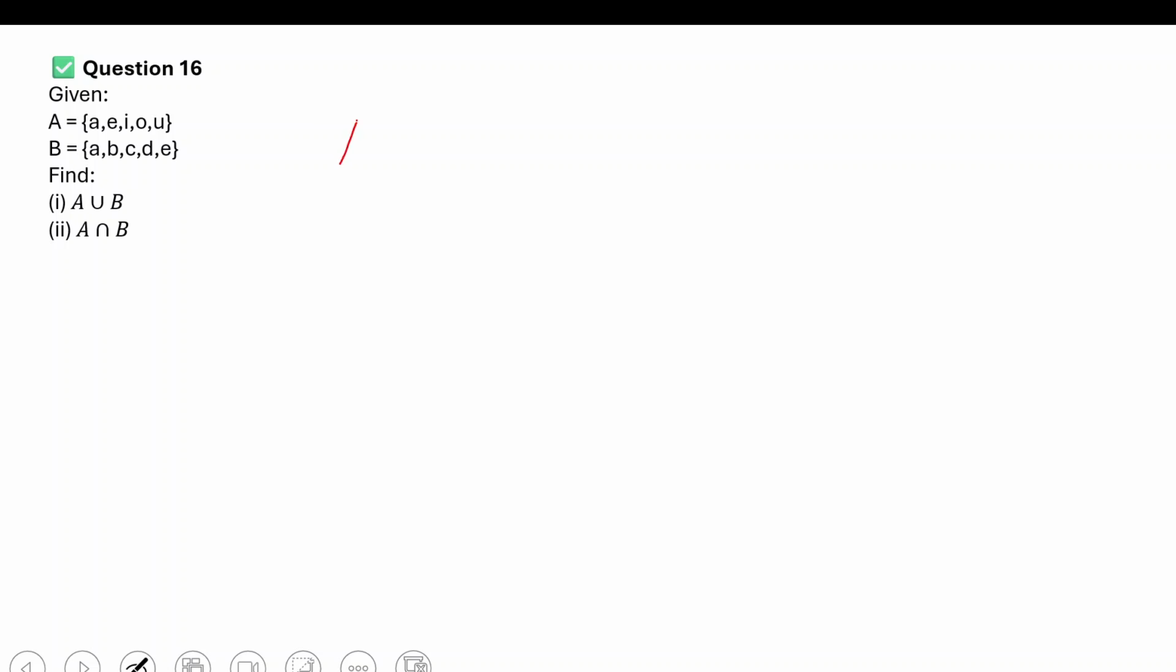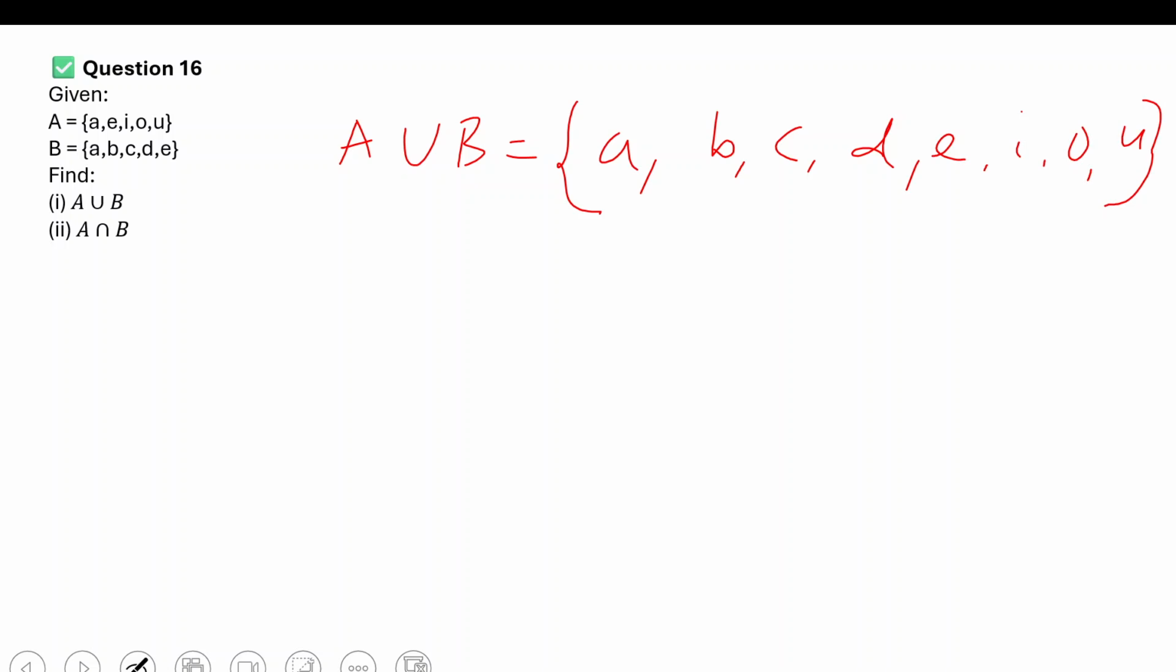So A union B is equal to, I'm going to list out all the elements in both of them. I have A, I have B, I have C, I have D, without repeating. I have E, I have I, I have O, and I have U. So this is A union B.